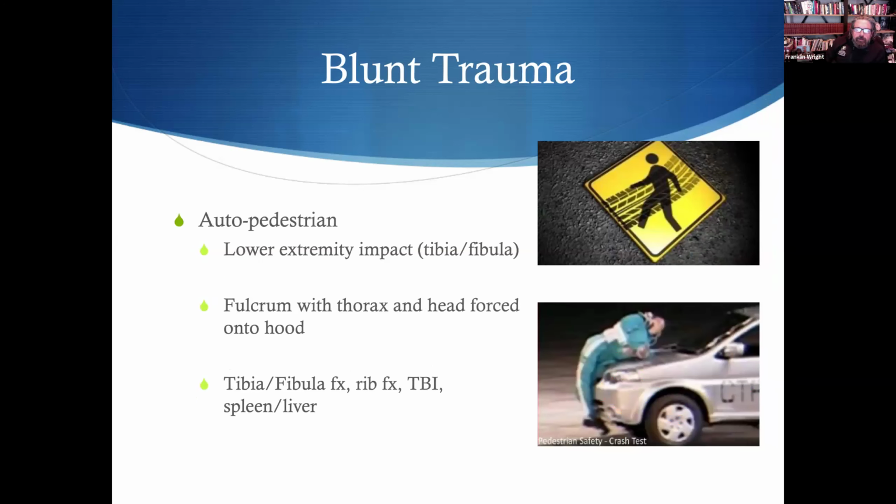So finally, in the blunt world, we think about auto versus pedestrian. The classic injury pattern here, and this is starting to shift with larger vehicles, higher bumpers, higher hoods, used to be a lot more tibia and fibula. We're starting to see more knees and femurs as bumpers and cars have gotten bigger. We're seeing more higher lower extremity injuries.